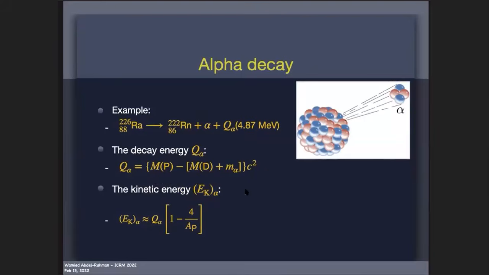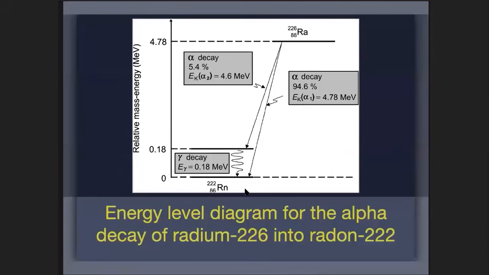The alphas that are coming out from the nuclei will always have the same energy. So we just have a spectrum with alpha monoenergetic, monoenergy. This is the example for radon, with the energy level diagram from radium decay into radon.